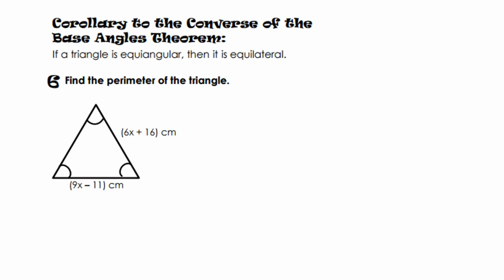Okay, so last but not least, the corollary to the converse of the base angles theorem. Remember, converse means reverse or in the reverse order. So we just talked about how the corollary was if a triangle is equilateral, then it's equiangular. So now the converse of that is saying if a triangle is equiangular, then it is equilateral. So if we look at number 6, it's telling us to find the perimeter of the triangle. So we have 3 angles are all congruent, so we know that all the sides are congruent.